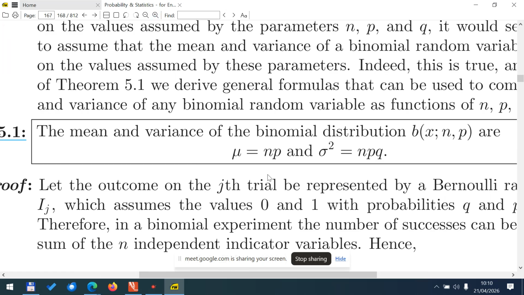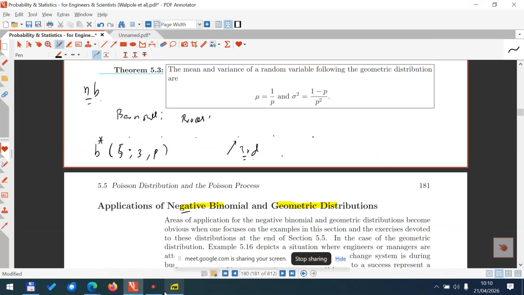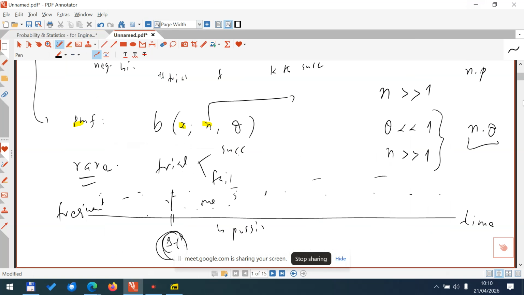The mean and variance. So what is the mean? n times p. What is the variance? n times p times q. So n times p, which for us is n times theta, is the mean, right? So I can now safely say that this n times theta is the mean mu of the binomial process. Even though one of them is really small and the other is really large, the product is neither small nor large, because you multiply these two and you can still have a finite number.